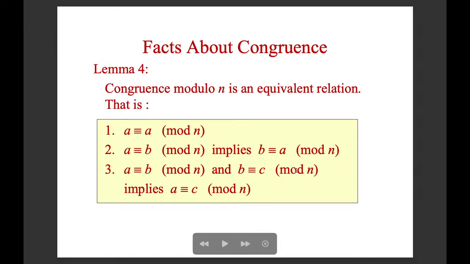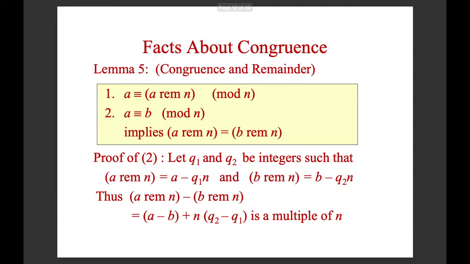Now, because we have seen that the congruence relationship is an equivalence relation, it naturally partitions the integers into different classes. Each class will basically have the same remainder under division by n. Here, this is giving us the exact relationship: a is congruent to a rem n, where a rem n means the remainder of a under division by n.